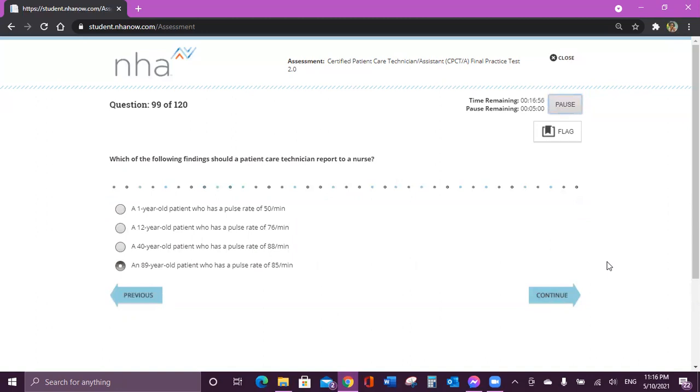Which of the following findings should a patient care technician report to a nurse? A 1-year-old patient who has a pulse rate of 50, a 12-year-old patient who has a pulse of 85, a 4-year-old who has a pulse. Yo creo que esa misma. ¿Y por qué lo va a reportar? Porque está alta. O la del niño. No, pero los niños, los pulsos de los niños son altos. Exacto. Yo creo que esa misma, la de 85.